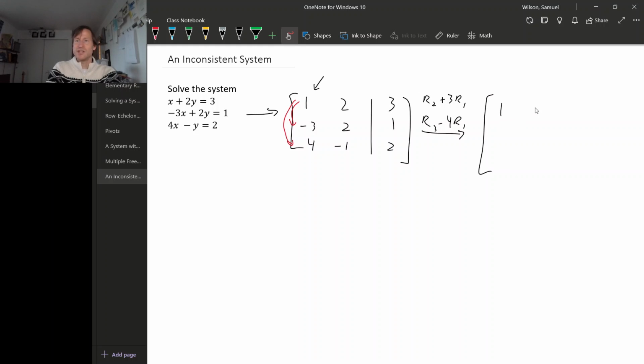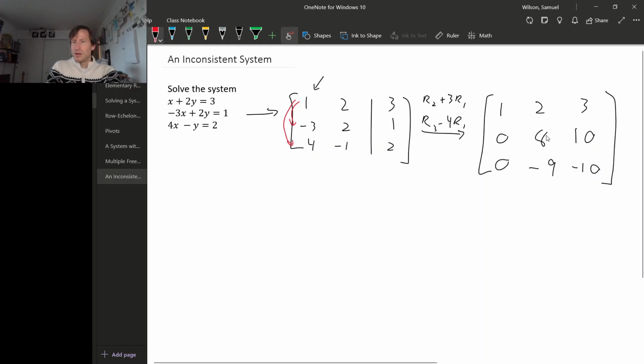So first row doesn't change, 1, 2, 3. Second row, so minus 3 plus 3 is 0. And then 2 plus 3 times 2, so that's 8. And then 1 plus 3 times 3, so 10. And then third row, minus 4 times first row, so 0. And then minus 1, minus 8, so minus 9. And then 2 minus 12 is minus 10. Okay.